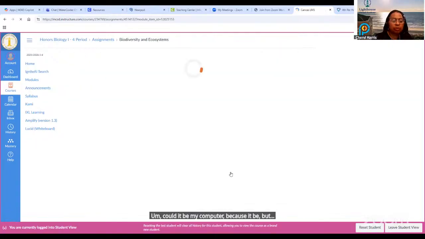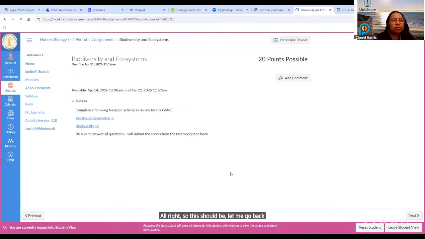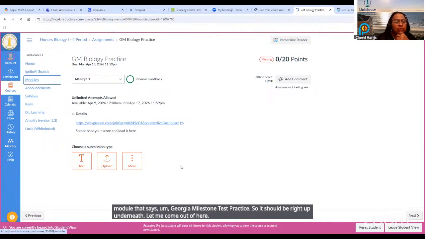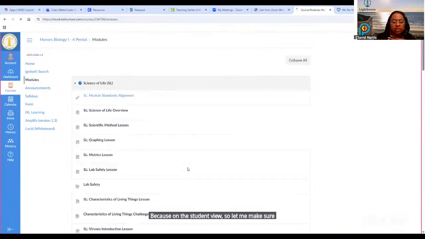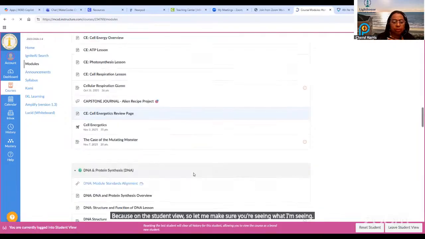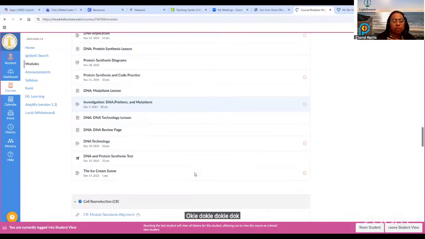All right, so this should be, let me go back. You should be in the module that says Georgia Milestone Test Practice. It should be right up underneath. Let me come out of here because I'm in student view, so let me make sure you're seeing what I'm seeing. Okie dokie.